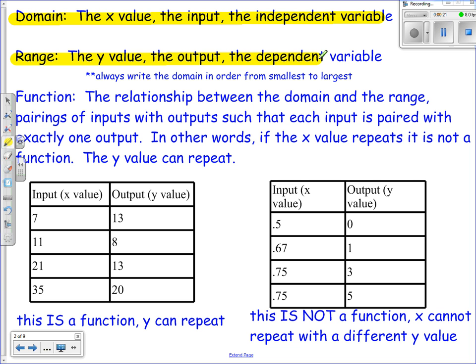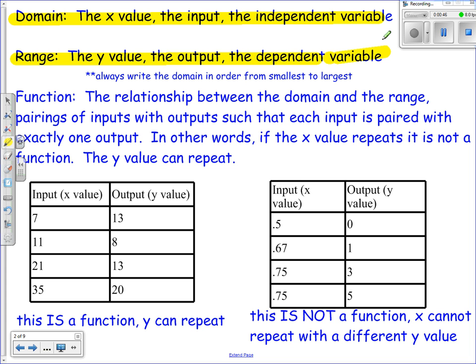Domain and range. Okay, the domain is the X value, also called the input, and the independent variable. Range is the Y value, the output, and the dependent variable. A word we're going to be using a lot today, but you don't have to write it down, is function. It's the relationship between the domain and range, a pairing of inputs and outputs, so that each input is paired with exactly one output.